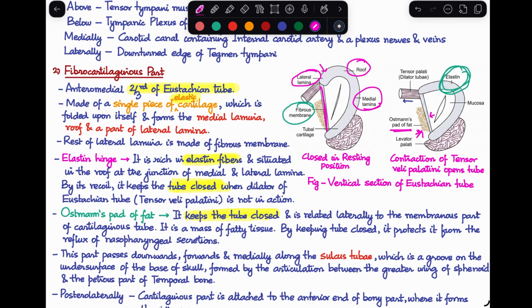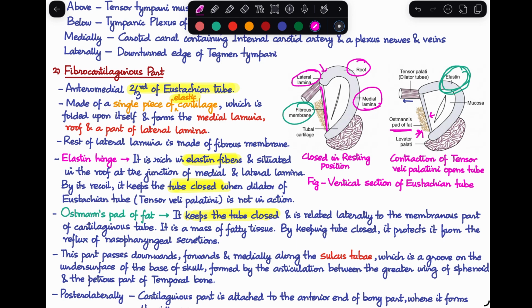So this is basically a mass of fatty tissue which is keeping the tube closed. And by keeping the tube closed, it is protecting us from the reflux of the nasopharyngeal secretions into the tube. So this is the Ostmann's pad of fat, which is another structure in the fibrocartilaginous part that we need to know. So both these structures are keeping the tube closed when the muscle is not contracting, and the tube opens up when the muscle contracts.